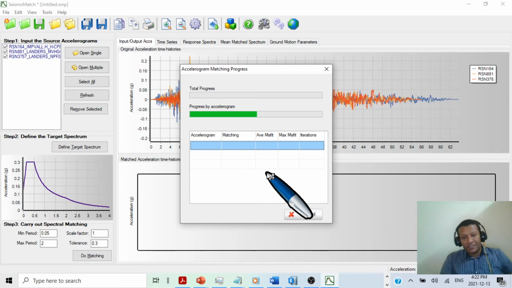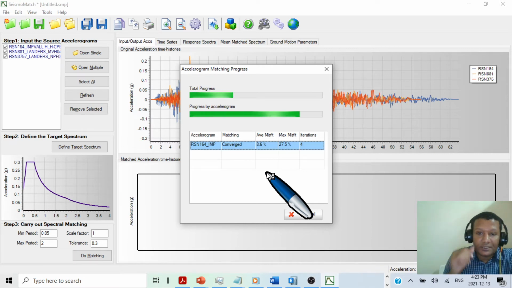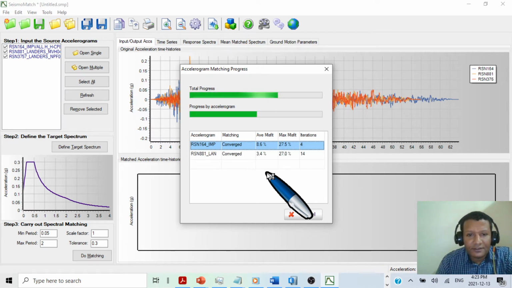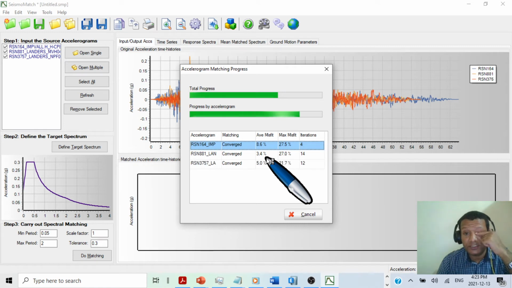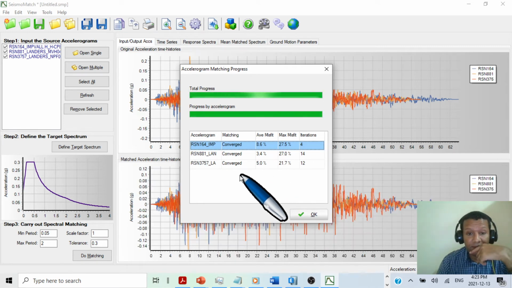Now it will start matching. Now it's matching. Average misfit for Landers, RSN 164: average misfit is 8.6. For RSN 881, 3.4. Maximum misfit is 27. We will see the misfits, but it is good. RSN 3757 Landers misfit is 5.21%.